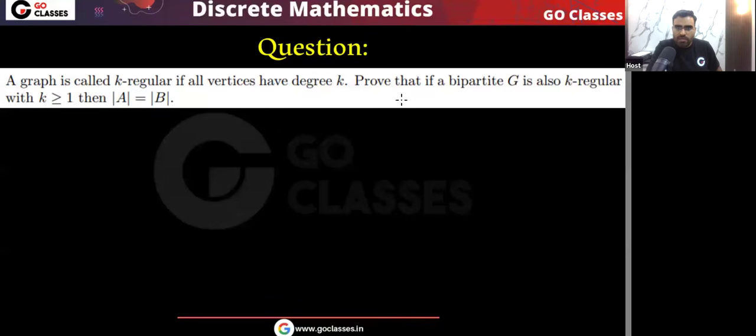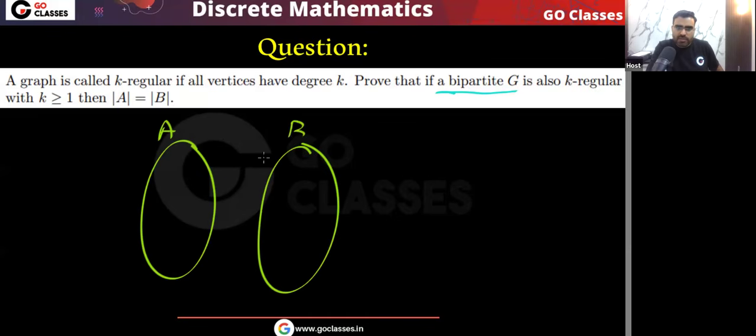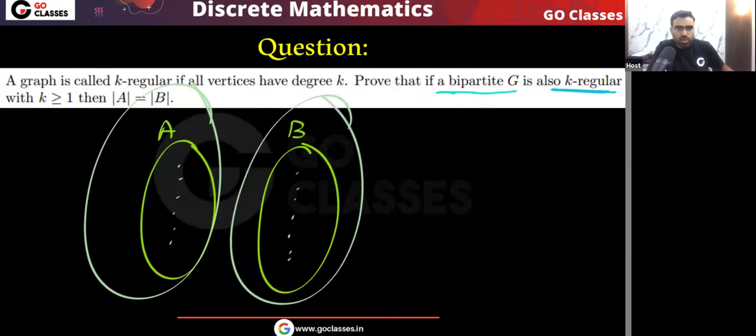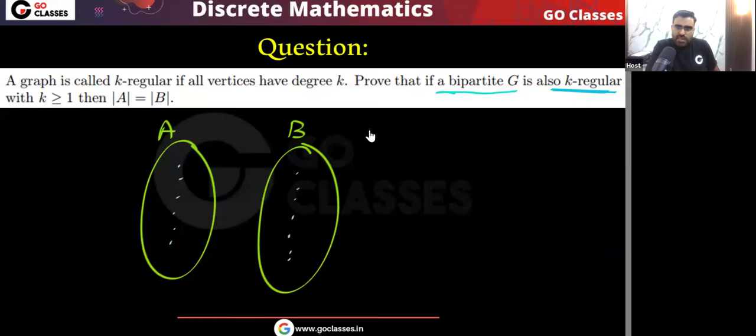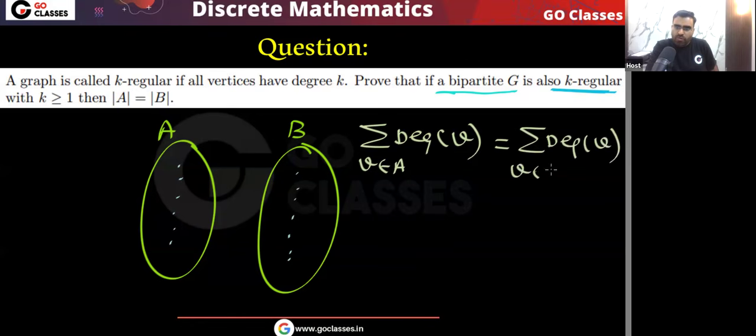Here you can see that you have a bipartite graph, and for this bipartite graph we need to prove this. So if you have a bipartite graph, here you have two parts. This is part A, this is part B. Now we are saying that this bipartite graph is k regular, which means here every vertex has degree k, here also every vertex has degree k, and we already know that in a bipartite graph the total degree of part A will always be equal to the total degree of part B. Yes or no? So the degree summation of vertices of part A will be equal to the degree summation of vertices of part B. This we already know will always happen in a bipartite graph.